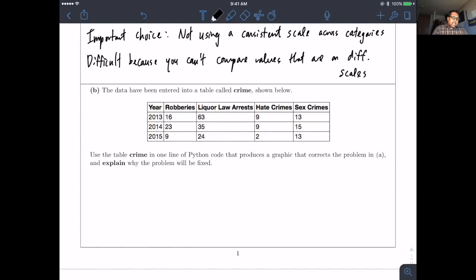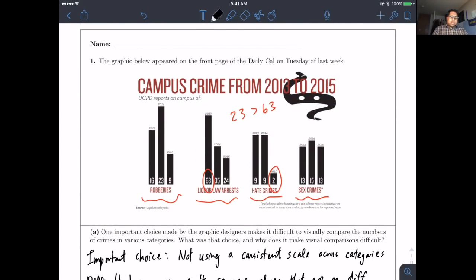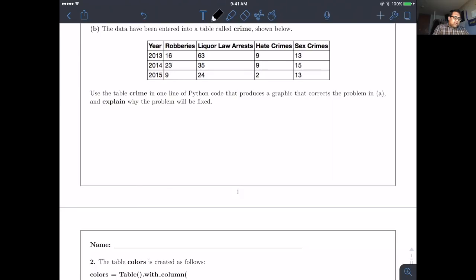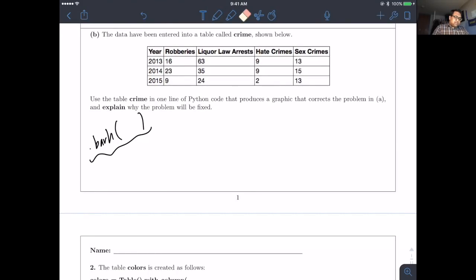Part B asks, what if we have this table assigned to some variable crime in Python? What's a line of Python code that we could use to fix this issue and create a visualization that makes a little more sense and doesn't have the issues that this one had? Typically in our IPython code we have the function barh, which would create a bar graph for us, and we know that bar graphs have a consistent vertical scale. So we can use this idea to create a graphic that makes sense for us.